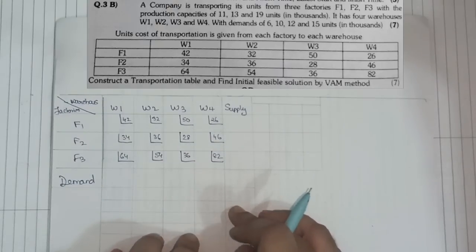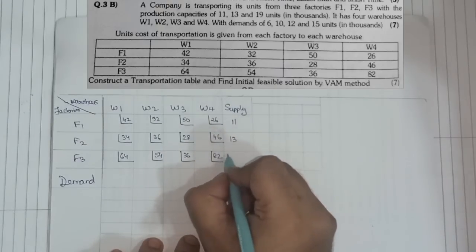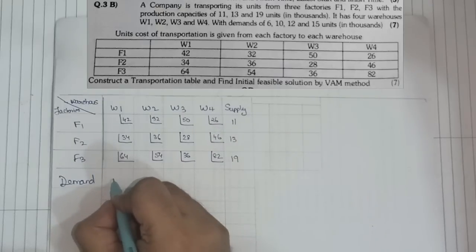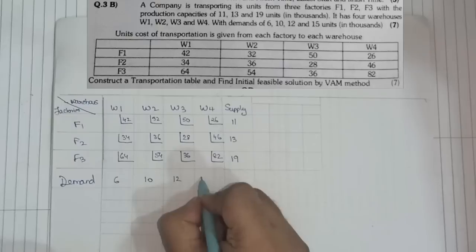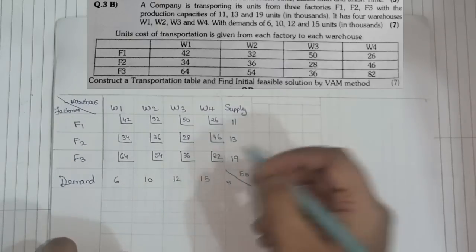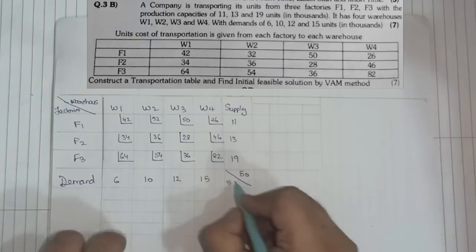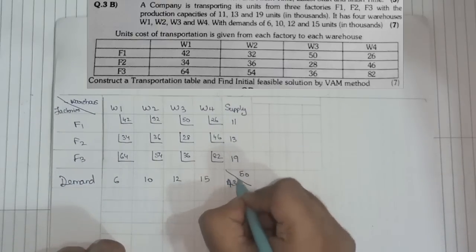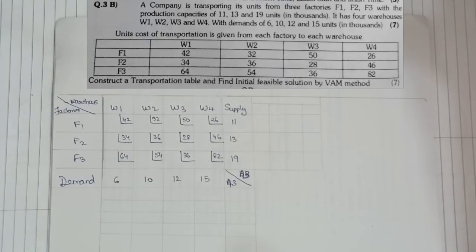Okay, now in the question they're giving you the supply as 11, 13 and 19, and demand as 6, 10, 12 and 15. The total comes to 50, sorry, 11 plus 13 plus 19 is 43, sorry, my bad. This is 43 and 43. Okay, so this is just a question which we have made up.